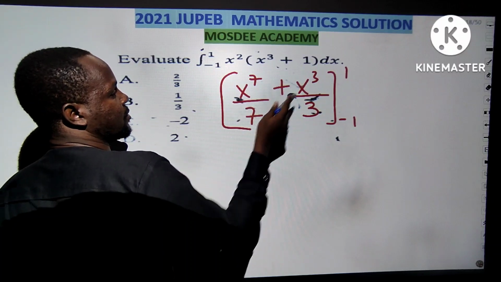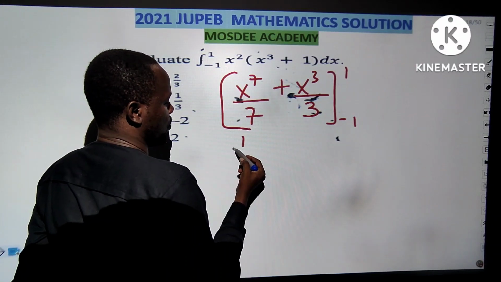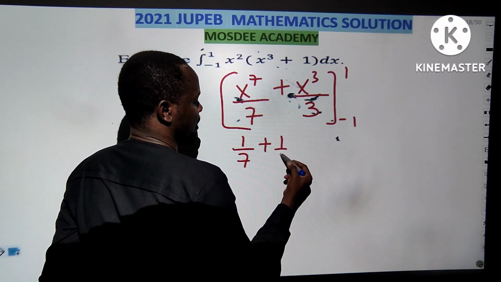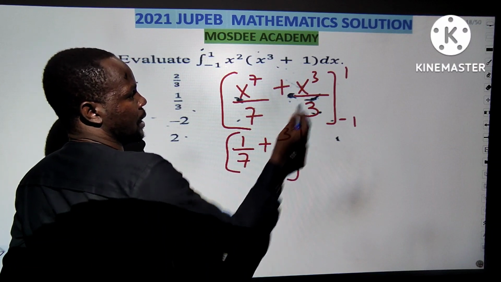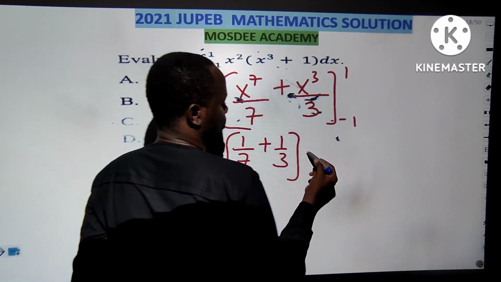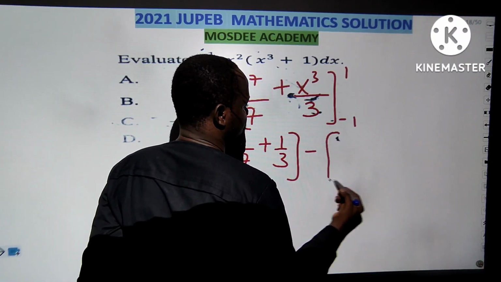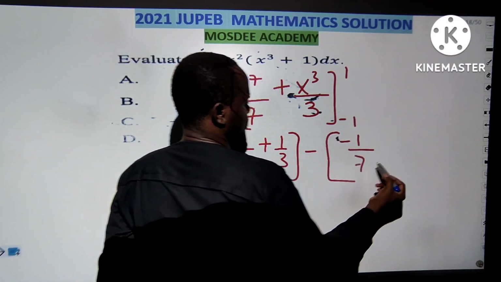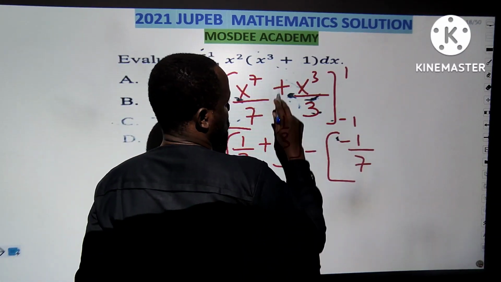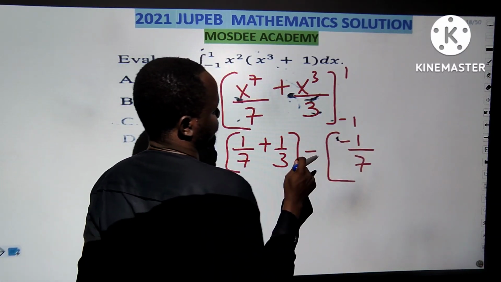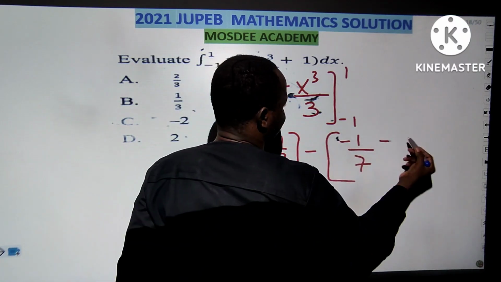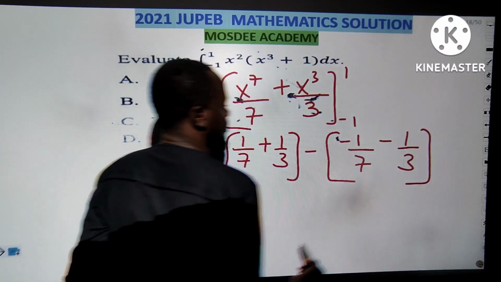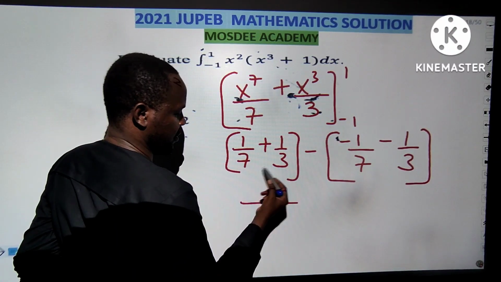Let's put it back. When x is 1, that is 1 over 7 plus 1 over 3. I'm putting x equals 1, so I'm subtracting from when x equals minus 1, which is minus 1 over 7 minus 1 over 3. Minus, plus times minus will be minus. So whatever I have here will be the opposite here.